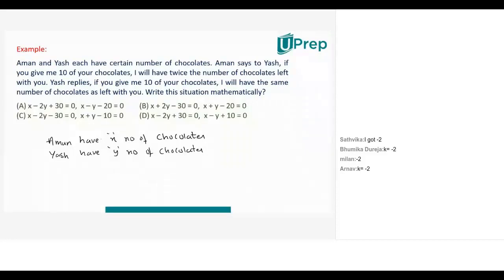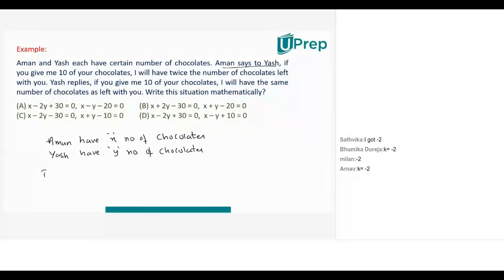What is given? Aman and Yash have a certain number of chocolates. So we have assumed that Aman has X chocolates and Yash has Y chocolates, because we don't know how many chocolates they have exactly. Now let's apply the first condition. Aman says to Yash, if you give me 10 chocolates, I will have twice the number of chocolates left with you. Now, initially, how many chocolates does Aman have?